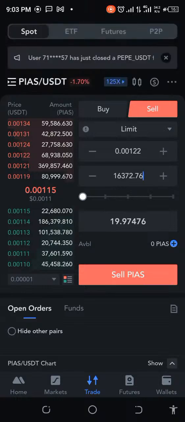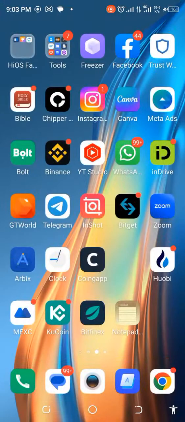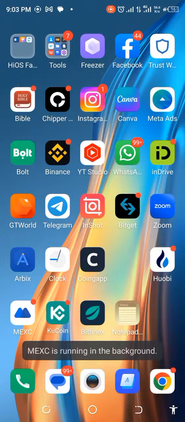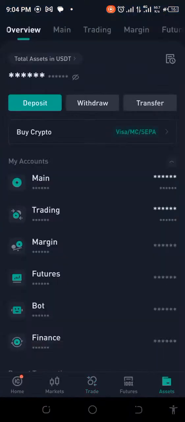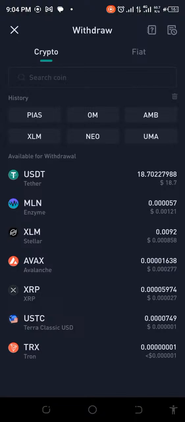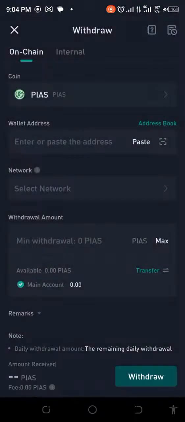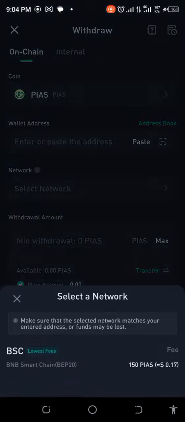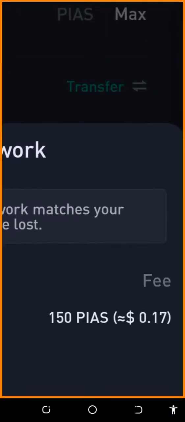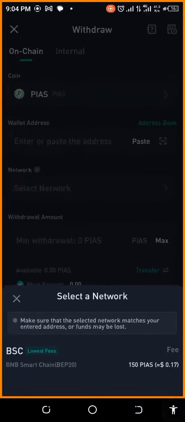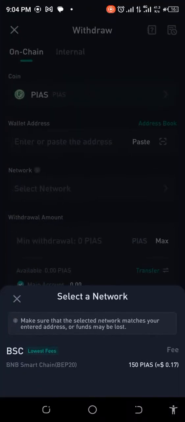Yeah. So let's go ahead and quickly check on the different parameters for sending. How much is it to send? All right. So let's click on withdraw, and then we go to PIAS and see what the network is. Okay. It's actually 17 cents. That's 150 PIAS, 17 cents thereabout. And that's on the BSC BEP20 network.